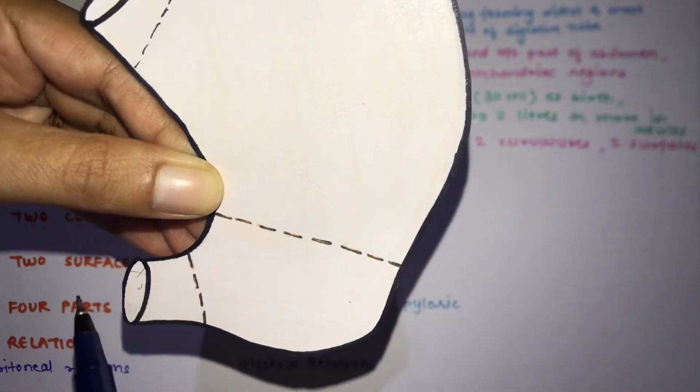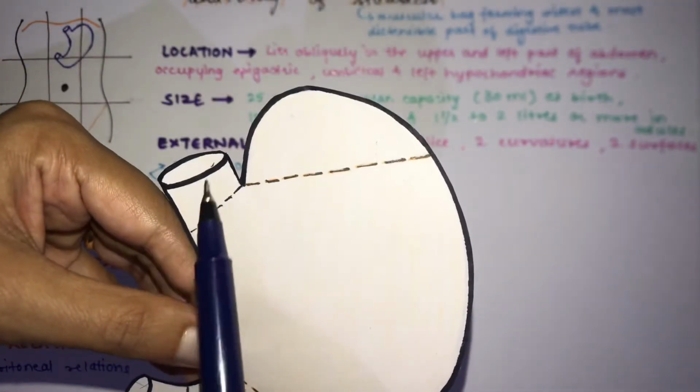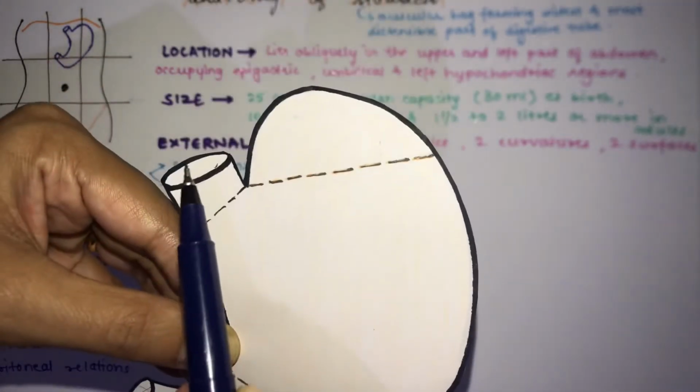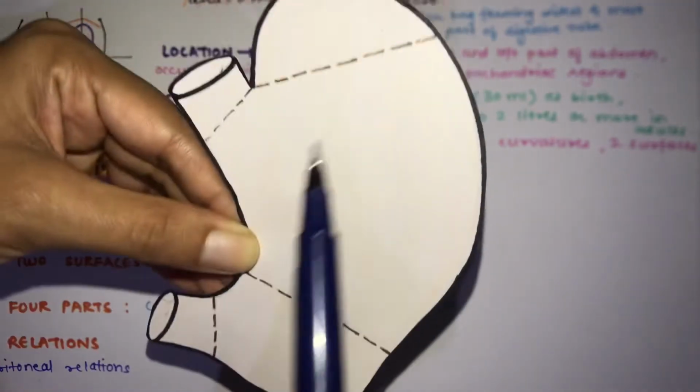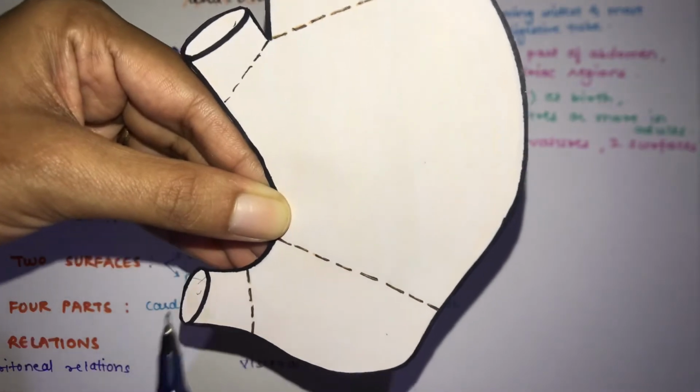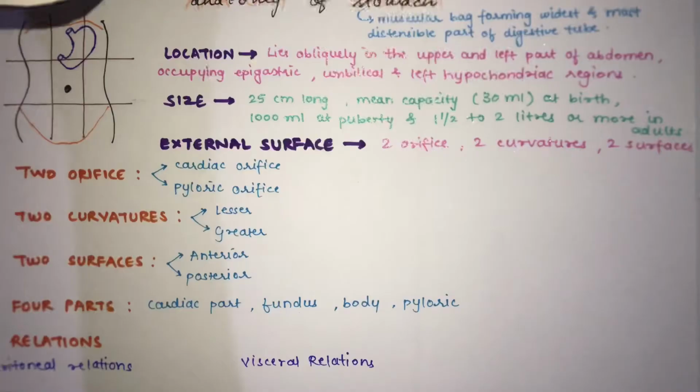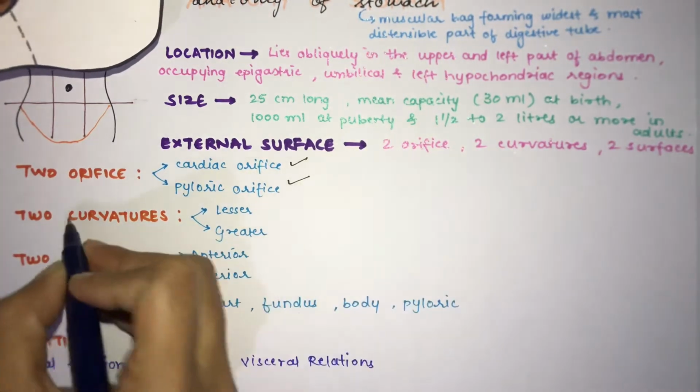So this was about your orifices, that is your cardiac orifice and pyloric orifice. The esophagus opens into the stomach through this cardiac orifice, and the stomach opens into the duodenum through this pyloric orifice. So that was about the orifices. Now moving towards the curvatures.